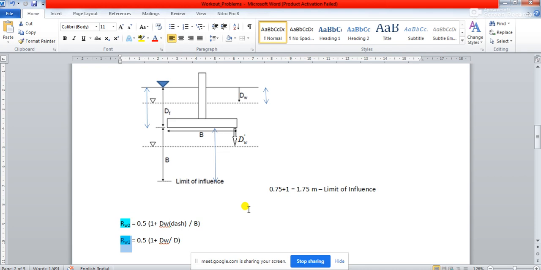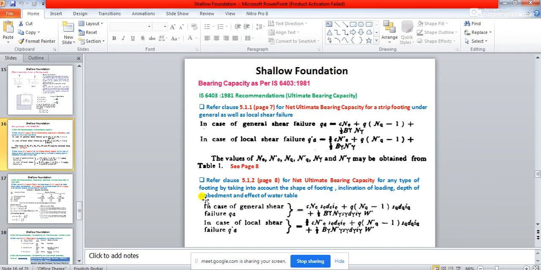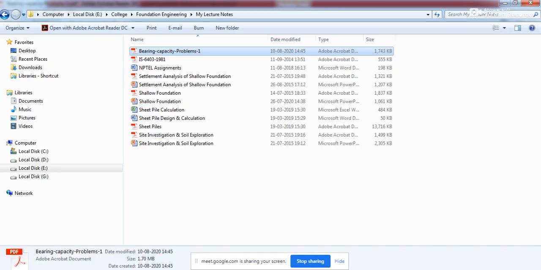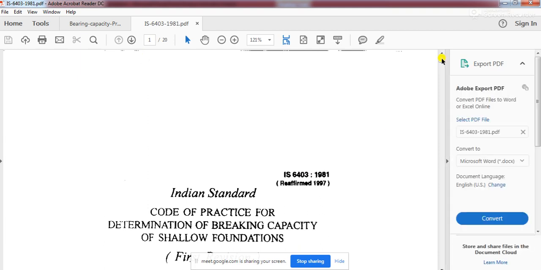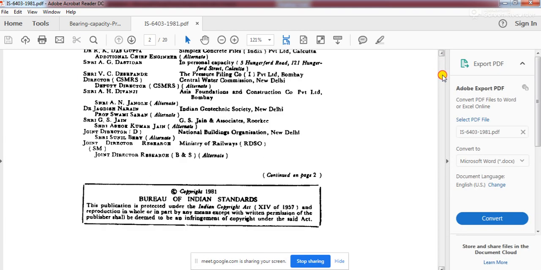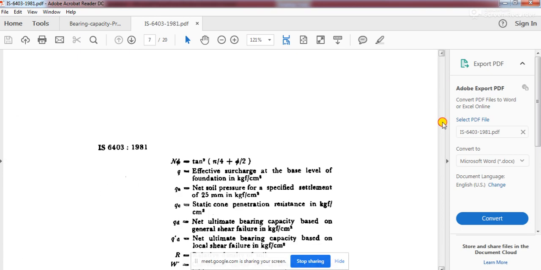Let's now move to the next part. We are discussing IS 6403:1981, right? So is there any doubt about yesterday's IS 6403 understanding? Do you have any question on that?